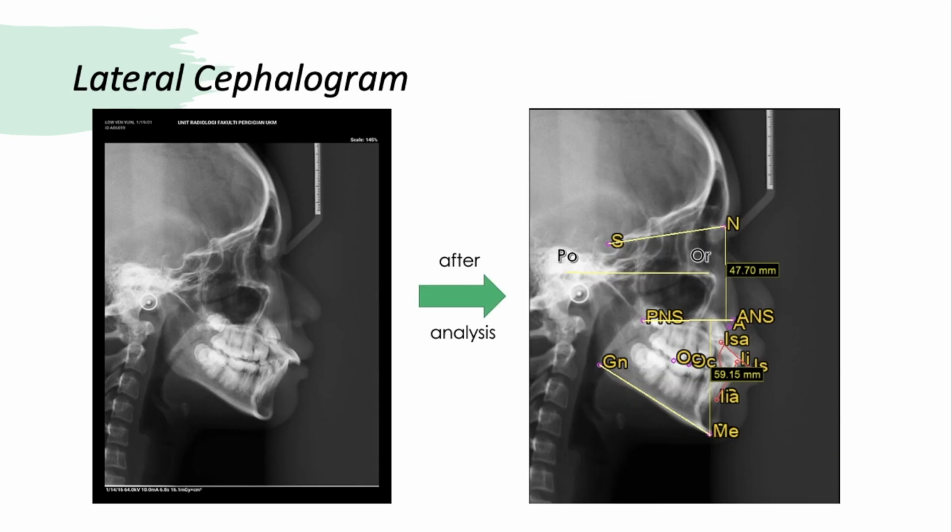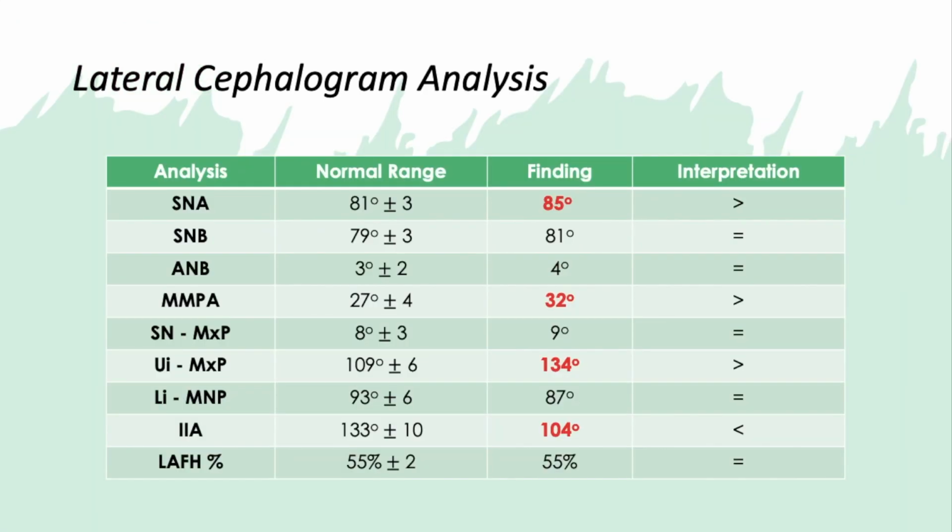Moving on, for lateral ceph, I used an online software to analyze this. So this is the tracing after analysis. For the result, her SNA is 85, which is higher than the normal range. This indicates that the patient has a prognathic maxilla.